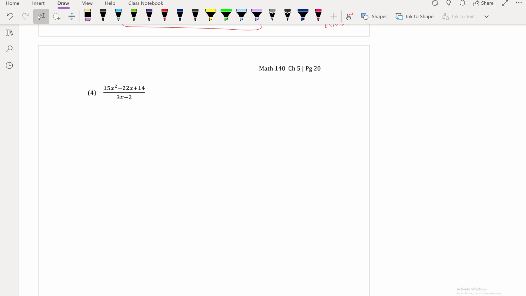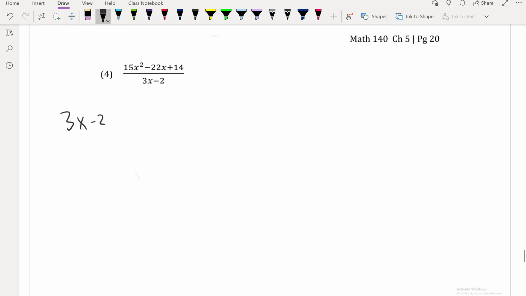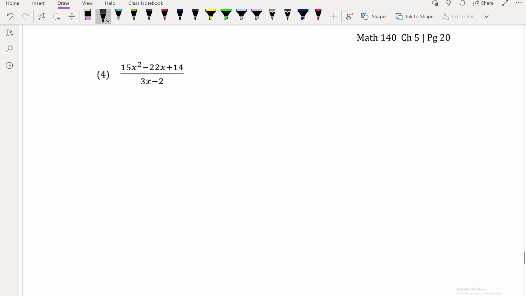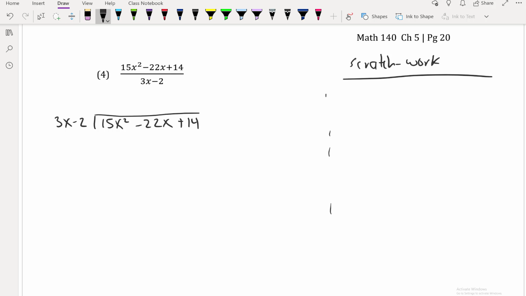So let's go ahead and do another example. So I'm going to have my 3x minus 2, and I'm going to go ahead and make this a little bit bigger here. So, okay, I zoomed in. So 3x minus 2 going into my 15x squared minus 22x plus 14. And of course, I have my designated scratch work. And that's to make sure that everything is kind of organized. So again, I'm going to go ahead and start with the basics. I'm going to deal with that 3x and this 15x squared.